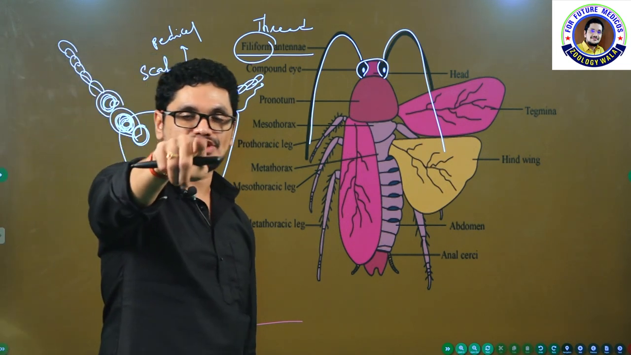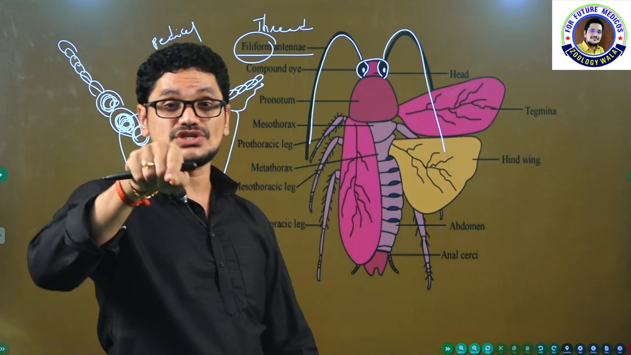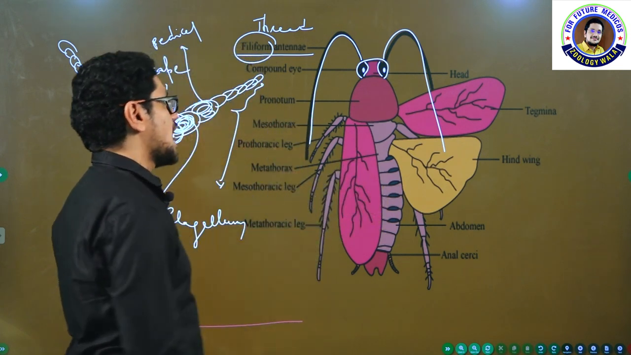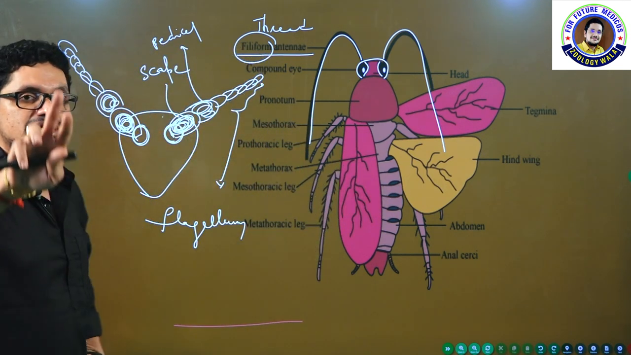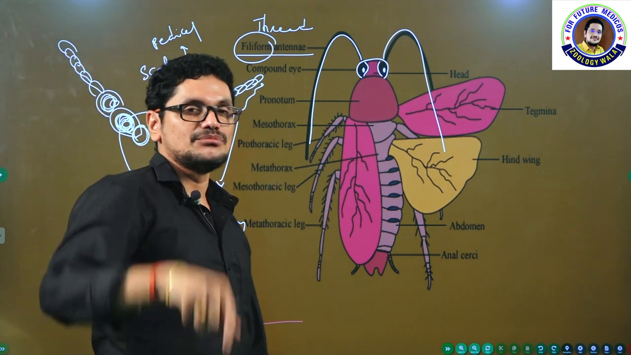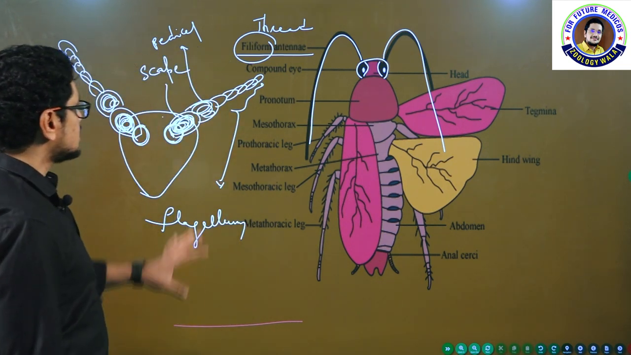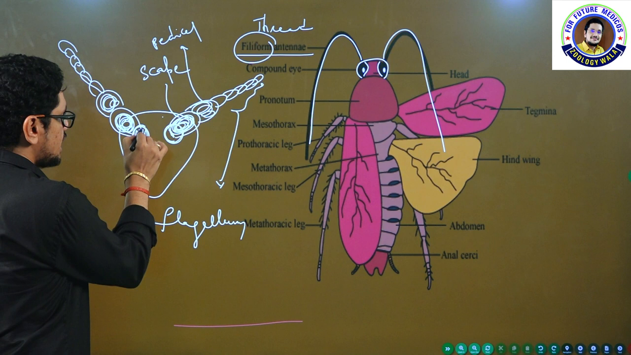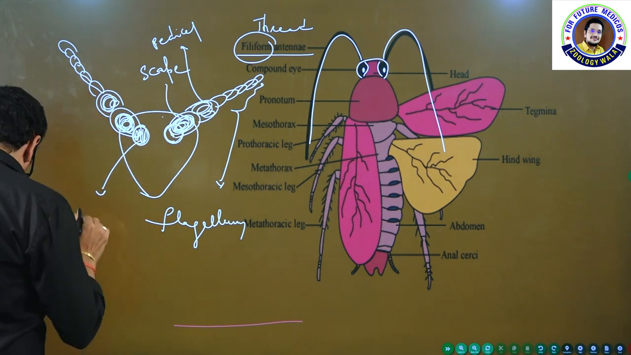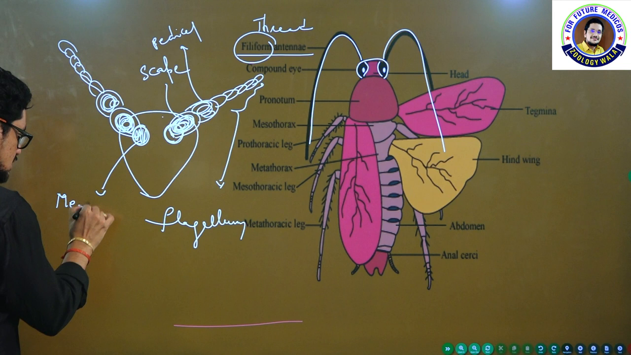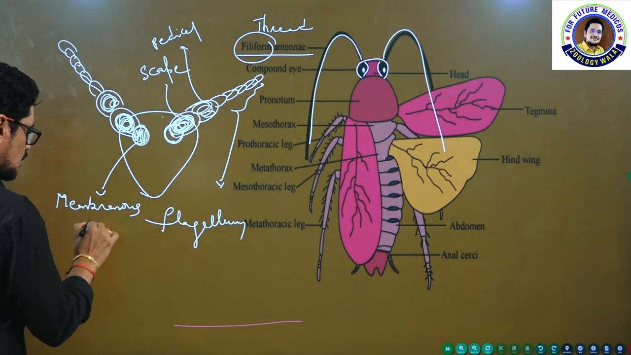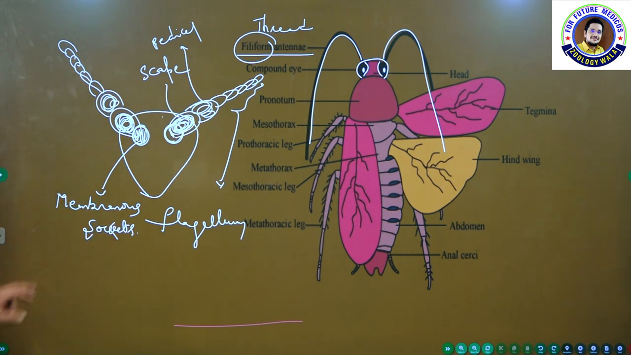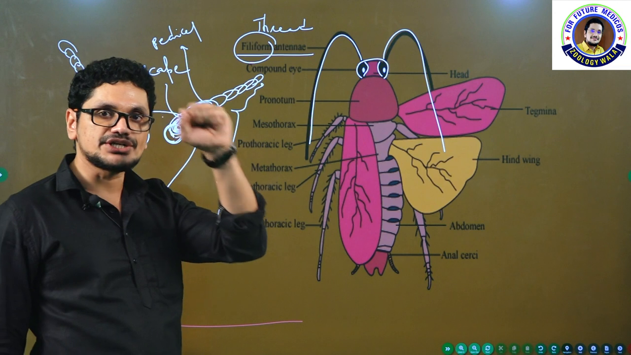The function is touch. Cockroaches are able to touch objects because of these antennae. Antennae help in touching. Tango receptors, tango means touch. These are the receptors. This socket is membranous, a very important aspect from the CBSE point of view. Membranous, M-E-M-B-R-A-N-O-U-S, sockets, over which the antennae are present.